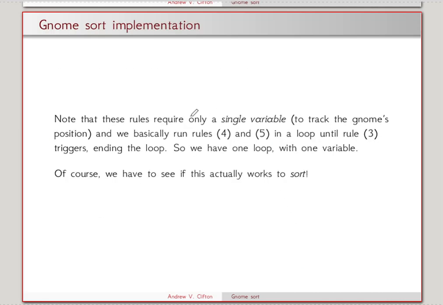Note that this only requires one variable. We're just tracking the gnome's position, and we're basically running rules 4 and 5 in a loop until rule 3 triggers, which is when we reach position n, and then we end the loop. So we have one loop and one variable.